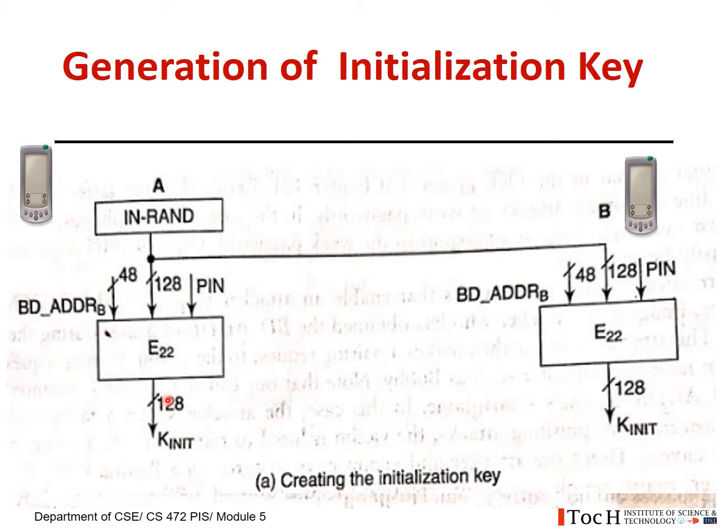Then we will see how K-init is computed on B's side. A, after generating the random number, transmits this random number to B. On B's side, the same K-init is generated using the same function. The inputs to this function on B's part are the Bluetooth device address of B, the random number which it has received from A, and then the common temporary PIN. So here also K-init is computed with the same inputs and the same function.